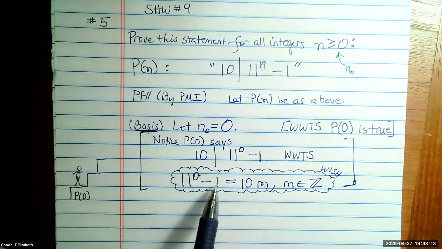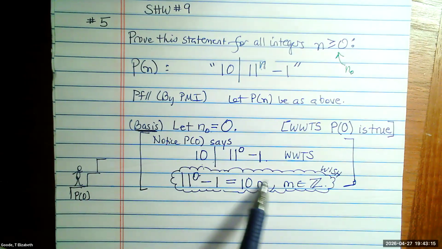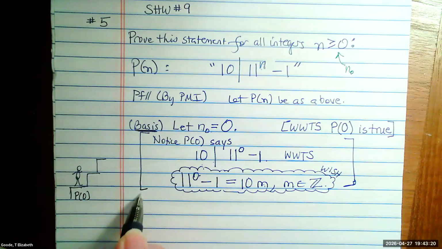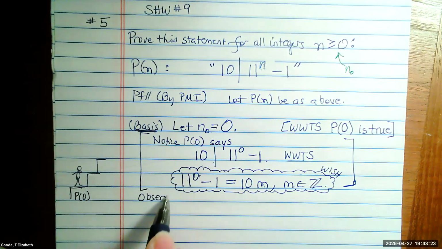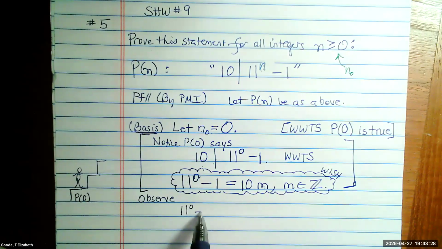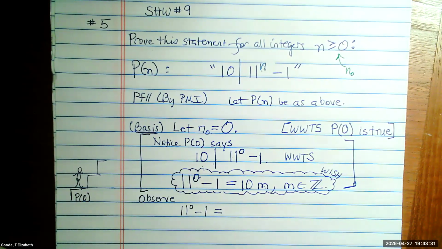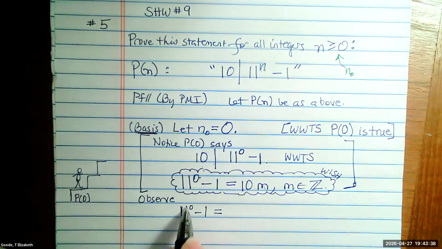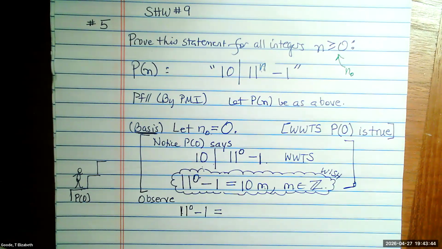So how are we going to show that 11 to the 0 minus 1 is equal to a multiple of 10? Well, let's look at 11 to the 0 minus 1 and see what it actually looks like. You ready to observe? So what is 11 to the 0 minus 1, Jessica? Well, it starts with knowing what 11 to the 0 is. True. So what is 11 to the 0? It's either 11 or it's going to be 0.